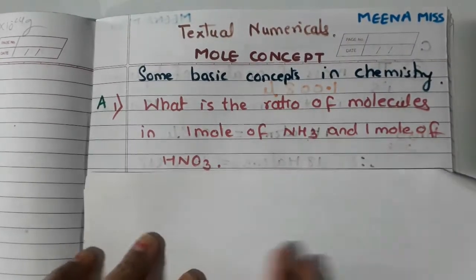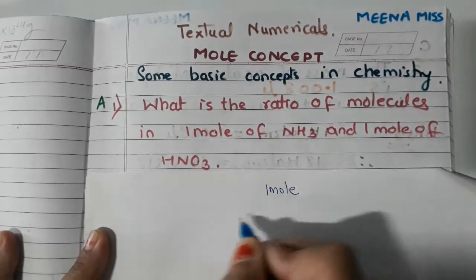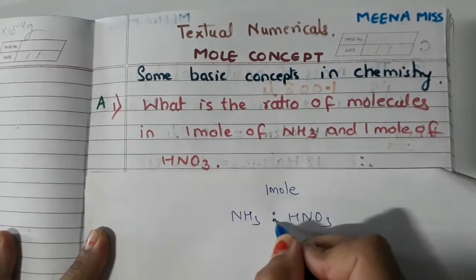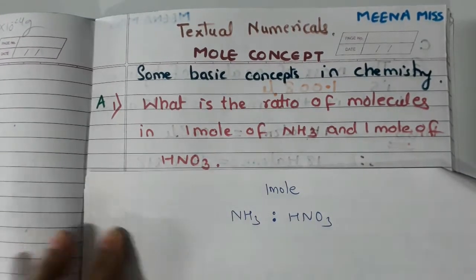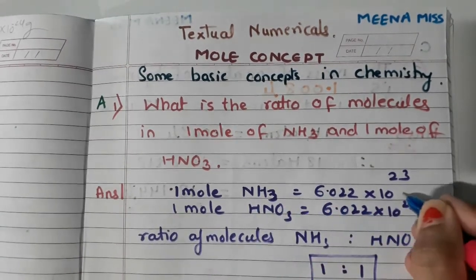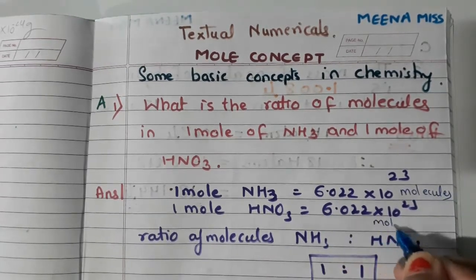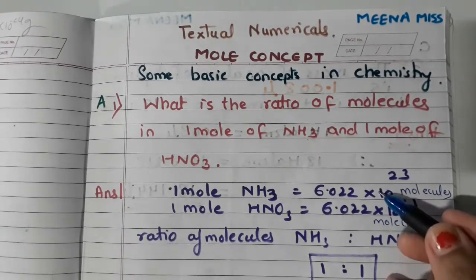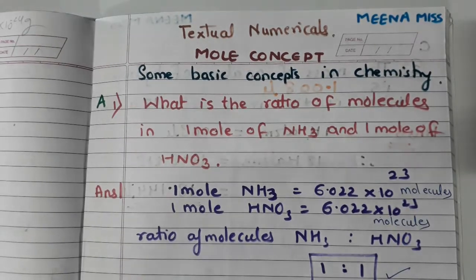We have a question: what is the ratio of molecules present in 1 mole of NH3 and HNO3? So they are asking what is the ratio of the molecules. Now students, from our basic knowledge, we know that 1 mole of ammonia carries this many molecules, and 1 mole of nitric acid will carry this many molecules of nitric acid. I hope this is one of the simplest numericals. When you take the ratio of these two numbers, you will get 1:1. So this was a very easy concept.